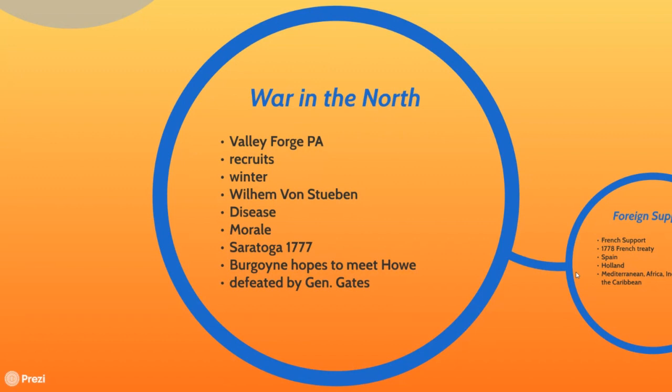But what does Washington do, George Washington? He decides to make winter camp at a place called Valley Forge in Pennsylvania.